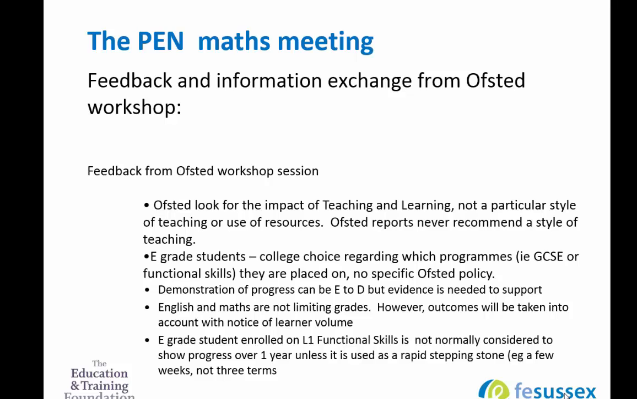We had a long debate about E-grade students and where do they end up? Do they go on to GCSE? Do they go on to functional skills? There is no Ofsted policy, so you're not going to adversely affect an Ofsted inspection result with your choice of what you do with students. But of course you must be providing them with the correct opportunity for progression. So a demonstration of progress can be E to D, but evidence is needed to support this.